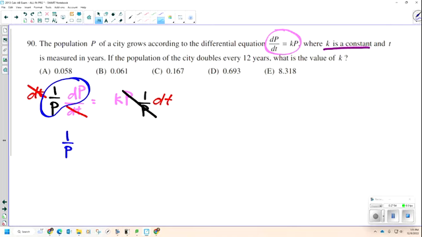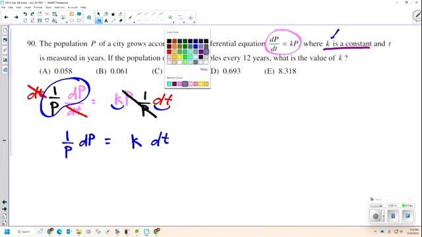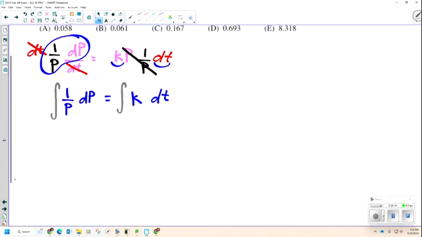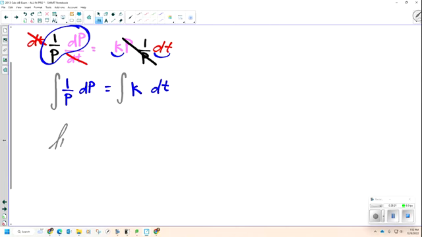1 over P dP equals K dt. And that's fine. Remember, you don't need a t with a dt because K is a constant. Think of it, maybe it's 4. Maybe it's 3. That's fine because now we are going to integrate both sides. You should know your rules for integrals. This is going to be the ln of P.